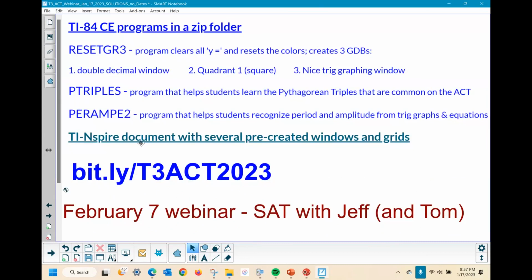This Inspire document has pre-created windows and grids, okay? Similar to what this does right here. And you're welcome to use those. So I also put some things about the families of functions and maybe some other things, but you're welcome to take whatever's there.